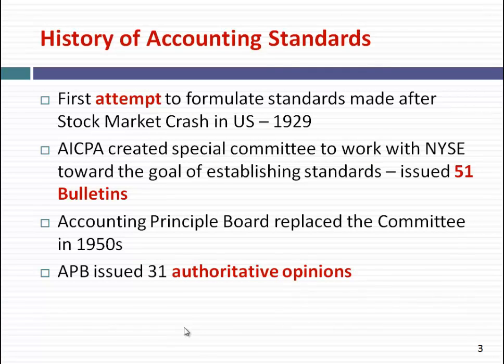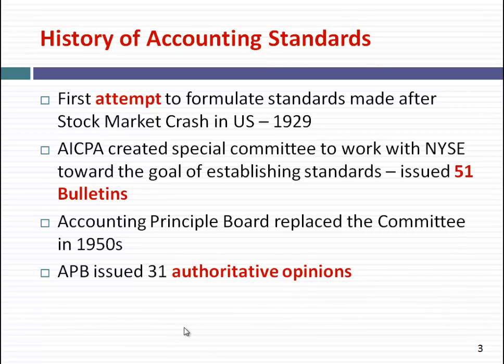The very first attempt to formulate accounting standards was made immediately after the stock market crash in the US in 1929. The American Institute of Certified Public Accountants, then called the American Institute of Accountants, created a special committee to work with the New York Stock Exchange toward the goal of establishing accounting standards. This special committee issued what were called accounting bulletins, some 51 of them.